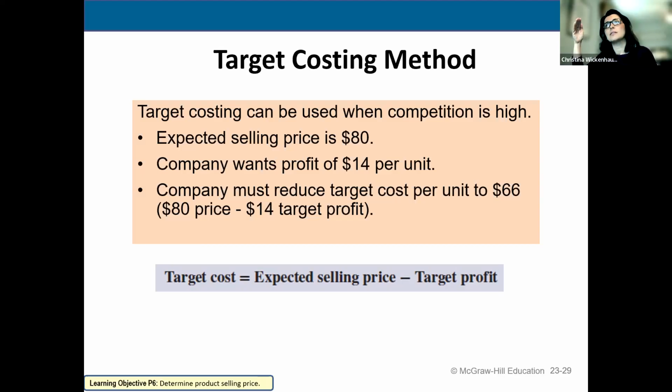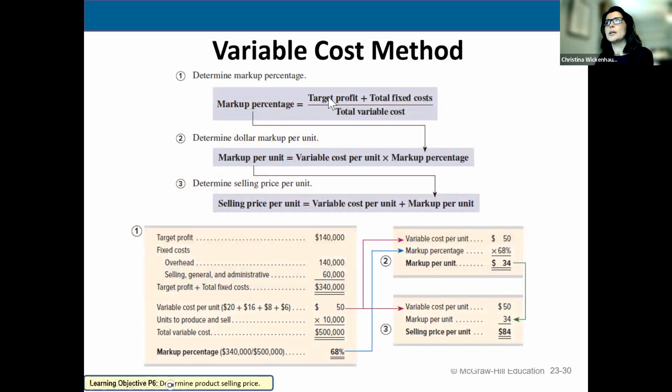They're like, okay, the market says I can sell it for 80. I want to make 14. So I'm going to have to figure out a way to scrimp and save to where it's only costing me $66 to create this product. So we take the target profit plus the fixed costs, and we divide it by our variable costs, and that's going to give us our markup percentage. Then we take our variable cost times that markup percentage to get our price per unit. And then our selling price is going to be our variable cost plus our markup price. So you can see here's our markup percentage. Then we're calculating that based on our variable costs, and then we're adding that to the variable cost to get our selling price.